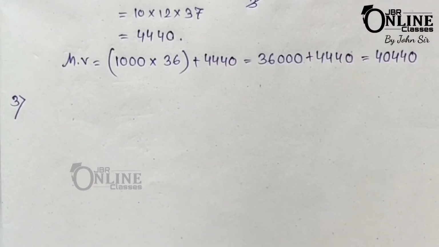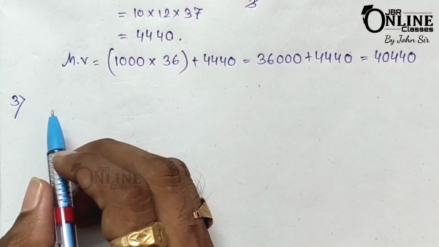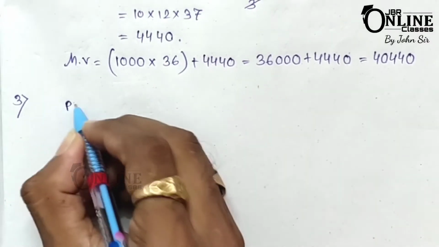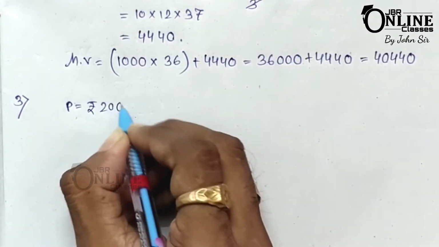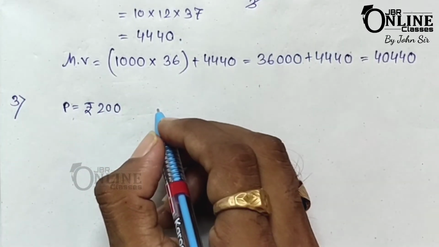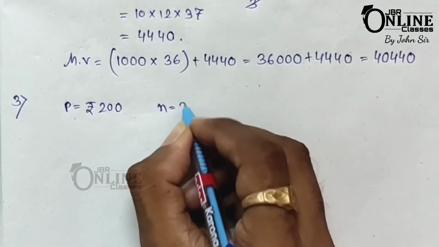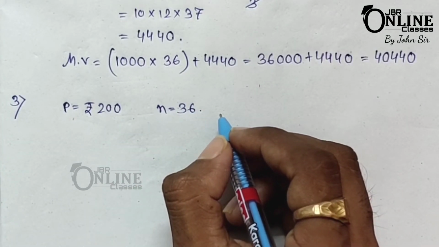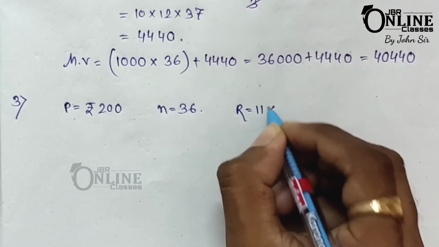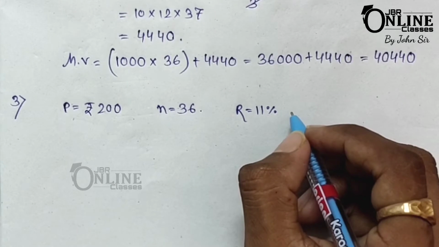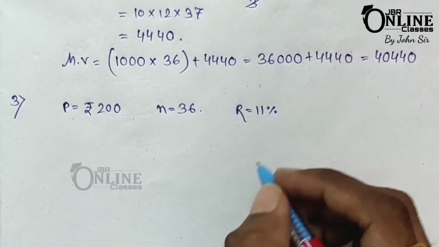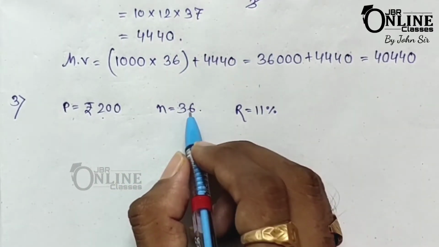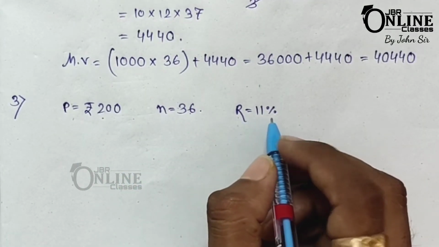Now next, sum number 3. In sum number 3, Kiran deposited rupees 200, that means P equals rupees 200 per month for 36 months. So here N equals 36 in a bank recurring deposit account. If the bank pays interest at the rate of 11%, so here R equals 11% per annum, find the amount she gets on maturity. Okay, so here P equals 200, N equals 36 and R equals 11%.